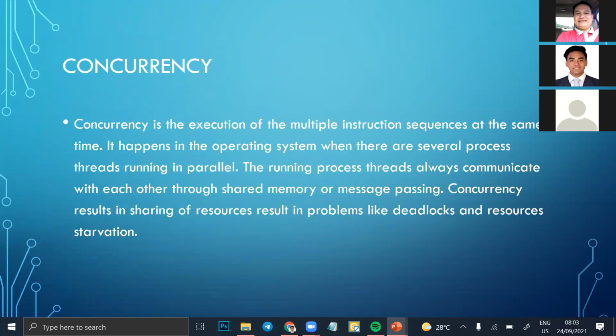In an operating system, concurrency is the execution of multiple instruction sequences at the same time. It happens in the operating system when there are several process threads running in parallel. The running process threads always communicate with each other through shared memory or message passing. Concurrency results in sharing of resources, which results in problems like deadlocks and resource starvation.